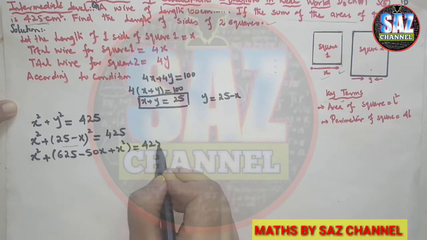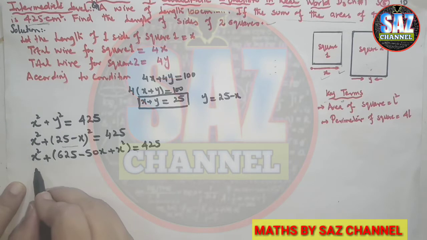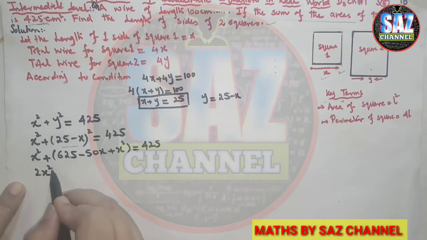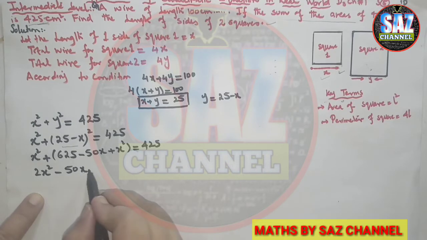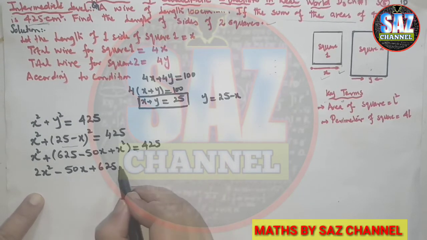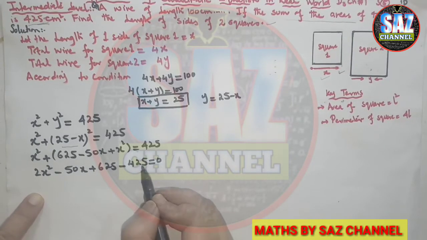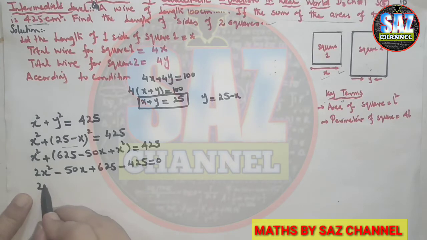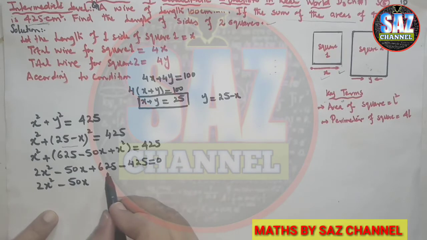Now we can see that x square and x square are like terms. Join them, it will become 2x square minus 50x plus 625. Bring 425 to other side. Minus 425 equals 0. Solve the like terms. 2x square minus 50x and take away 425 from 625.